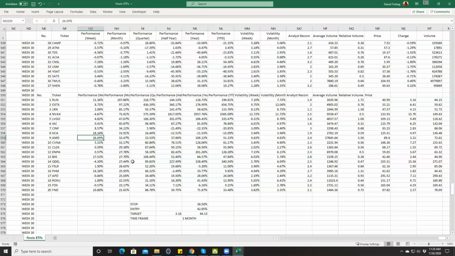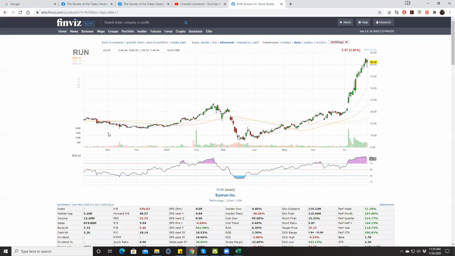I am much more interested in a stock like, well, here's one, CLGX. It was up a very steady 0.5% for the week. It's up 30% for the last month, 87% for the last quarter. You see a pattern here. This is a stock that should be trending higher. So let's take a look at this on Finviz.